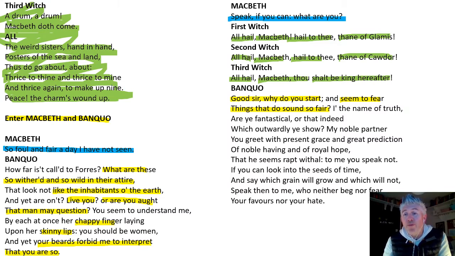Banquo then goes back to questioning the witches. "In the name of truth," he's kind of demanding answers now. Are you fantastical, as in made up, magical, or do you just appear as you are? He says that my noble partner, meaning Macbeth, you greet with present grace and great prediction. So you've given him a really amazing prophecy, giving him the idea that he's going to become king, and it's blown his mind. He's wrapped, lost in his own thoughts. But he says, "to me you speak not."